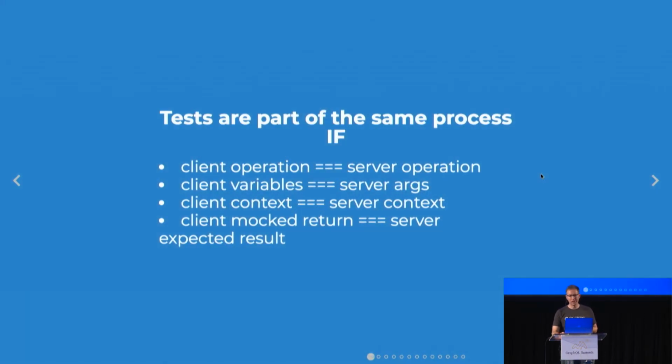Well, I would assert that the tests can be considered part of the same end-to-end process if four things are true. So if the operation that the client and the server are using are the same, if the variables that are passed by the client are the same ones that are used by the server test, if they are using a common context, and if the expected result that we get back from the server is used as the mocked value for the client, thus closing the loop.